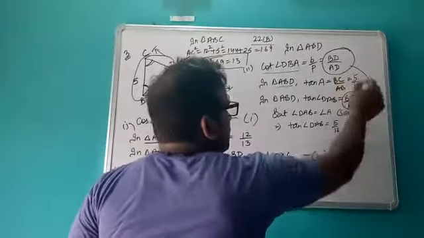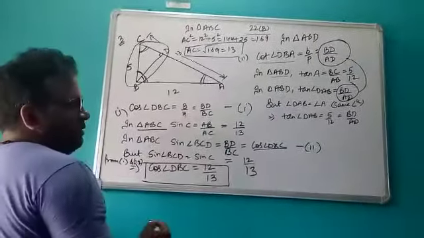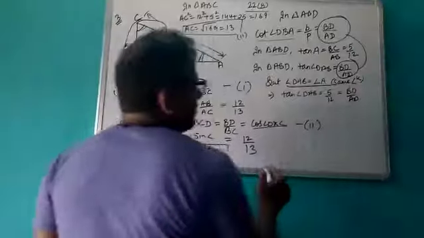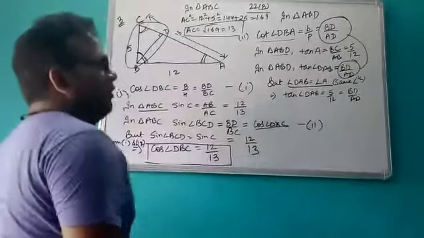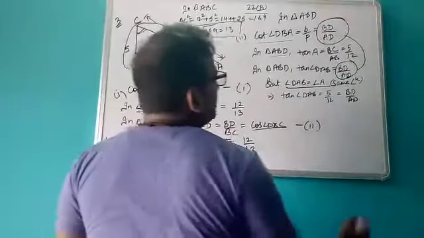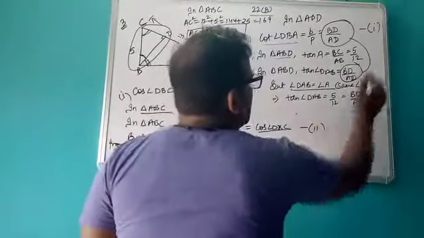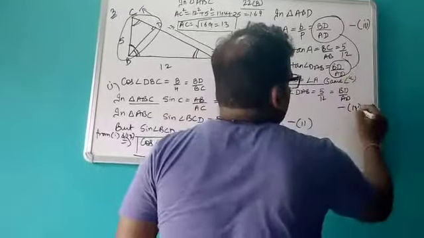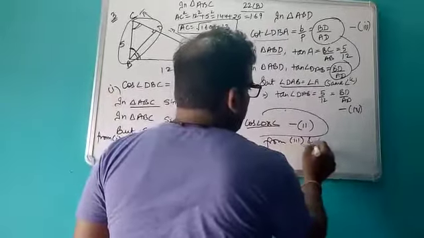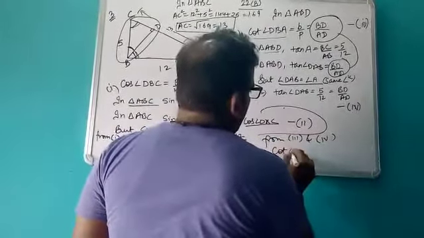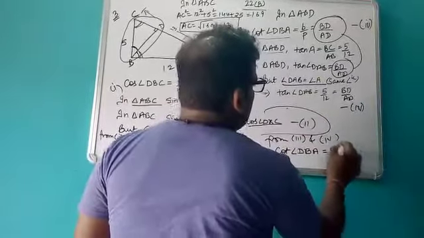You can see this is our ratio, and since again, like in the previous part, these two angles are the same, we can write that tan of angle DAB is equal to 5 upon 12 or BD upon AD. So let this be third and that be fourth. From 3 and 4, cot angle DBA is equal to 5 upon 12.